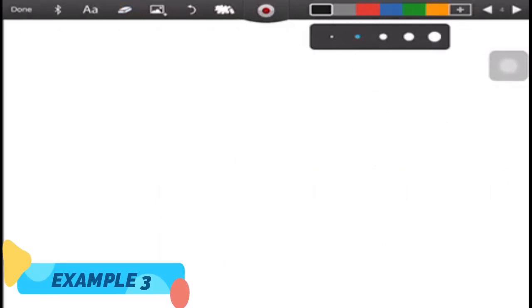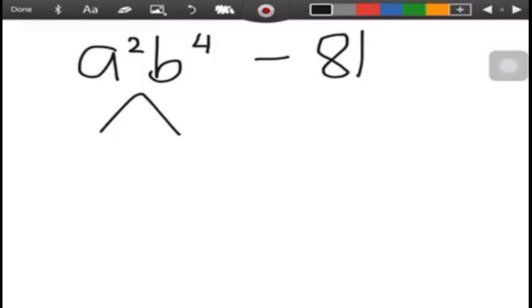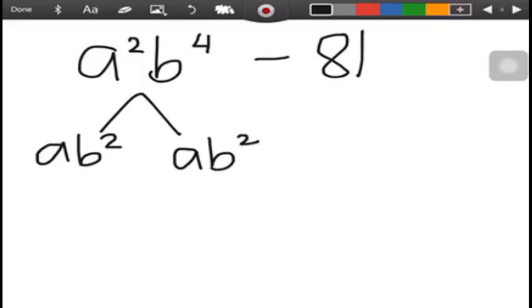Let's have our third example: a squared b to the 4th minus 81. So first, factor a squared. That is simple. That's a times a. How about b to the 4th? You just divide 4 by 2. So 4 divided by 2, that is 2. So that is b squared. And then 81, what number can be multiplied by itself to get 81? The answer is 9 times 9.